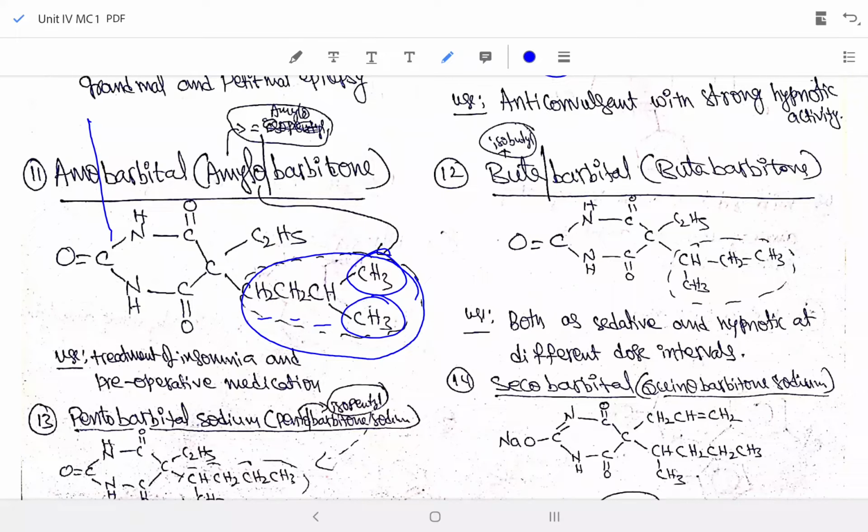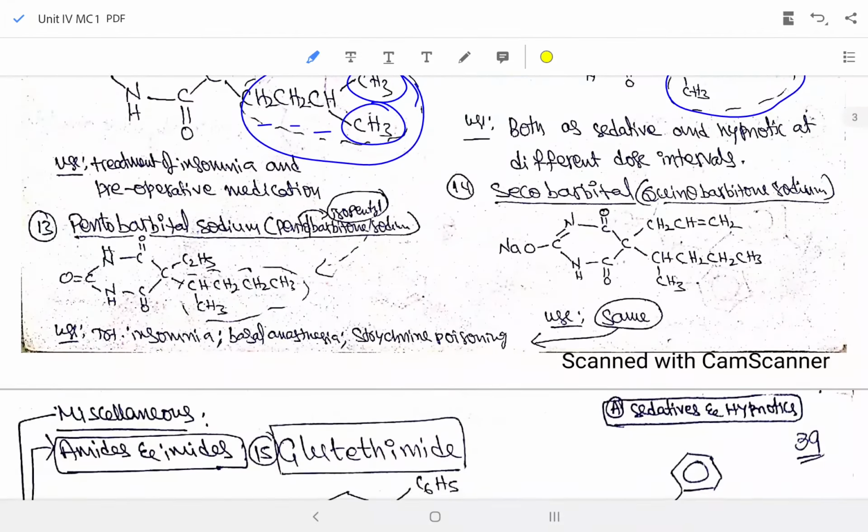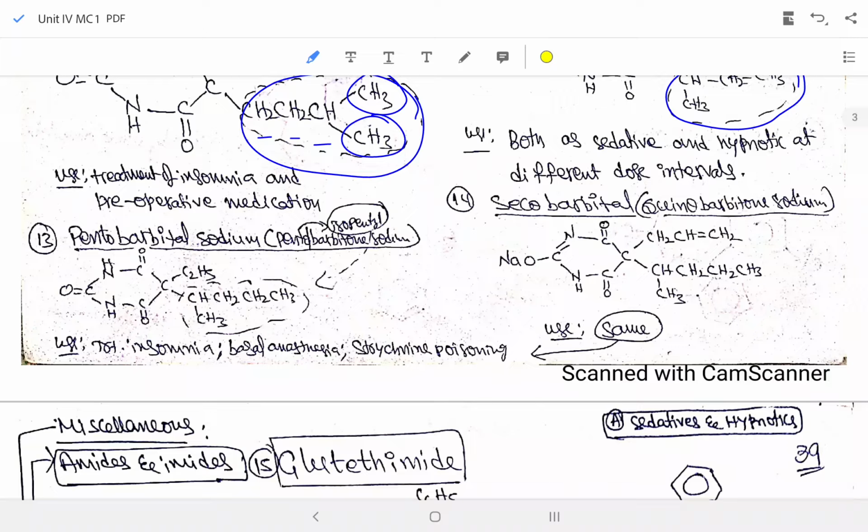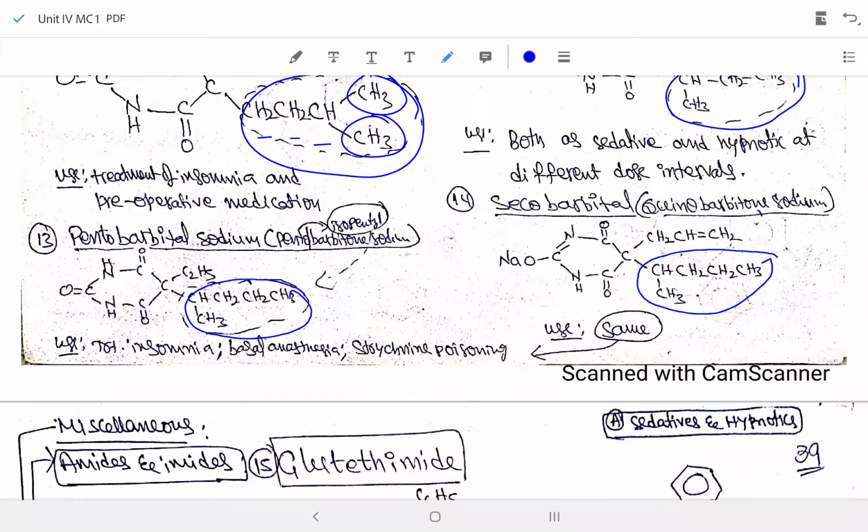In the same way, butabarbital will have one of the side chains as butane, at the fifth position. Fine. You have pentobarbital, where pentane is the side chain, and you have secobarbital, where both substituents at the fifth position are different from the earlier ones.